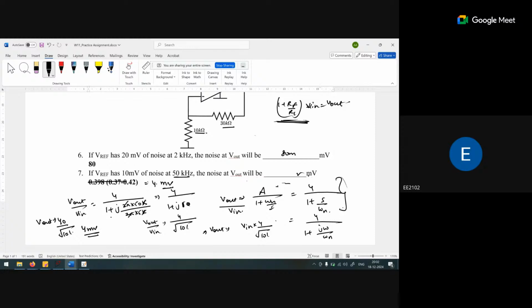If it is 50 kilo ohm and 10 kilo ohm, so what is the value of A? It is 6. Yes, sir.